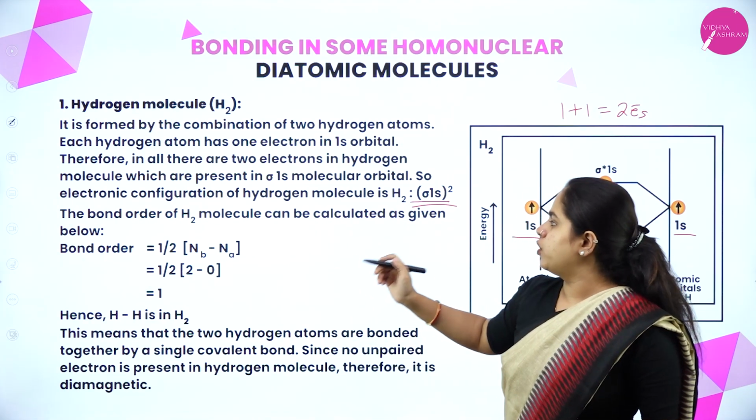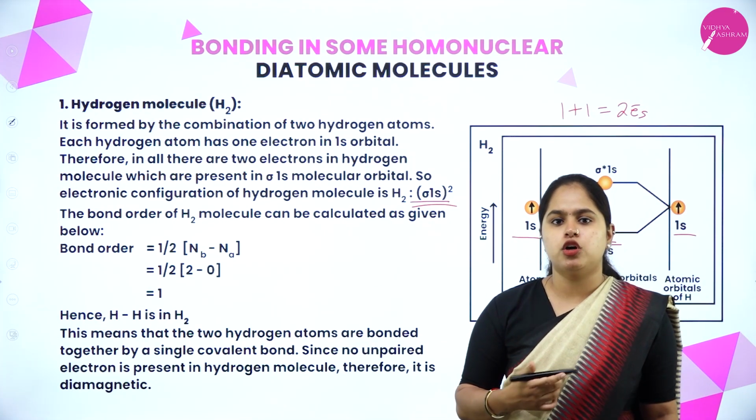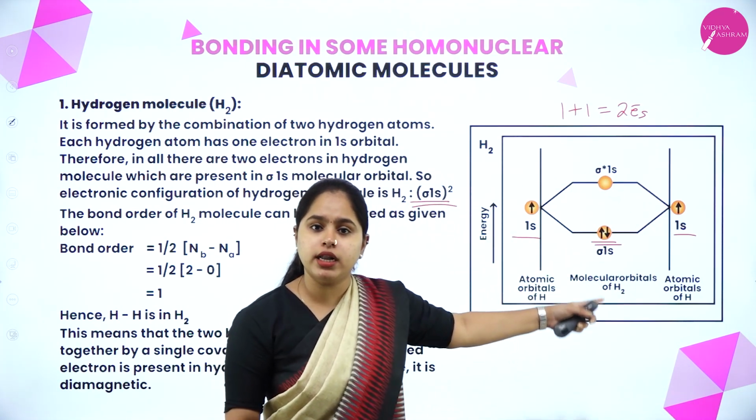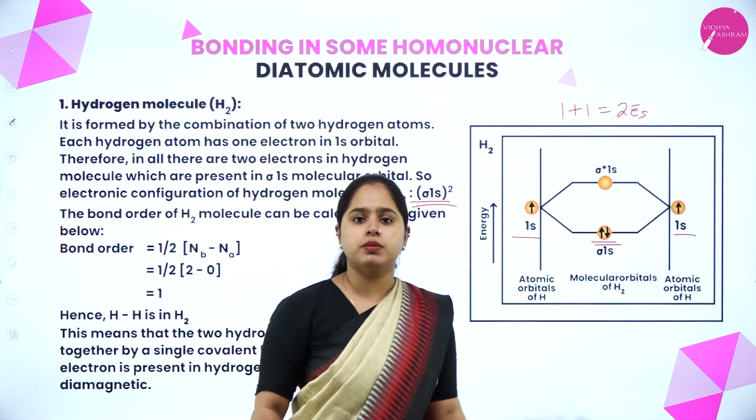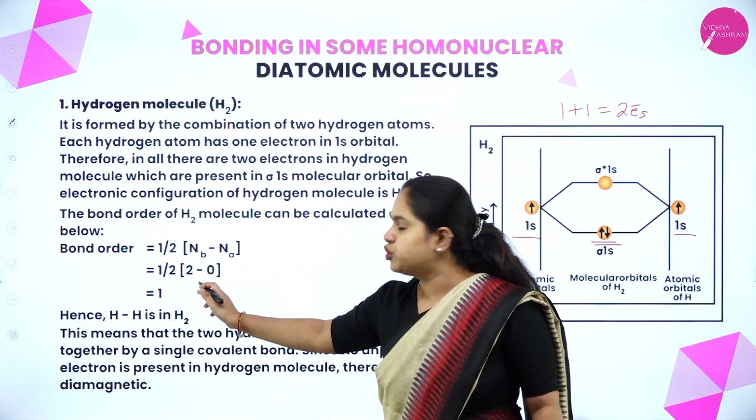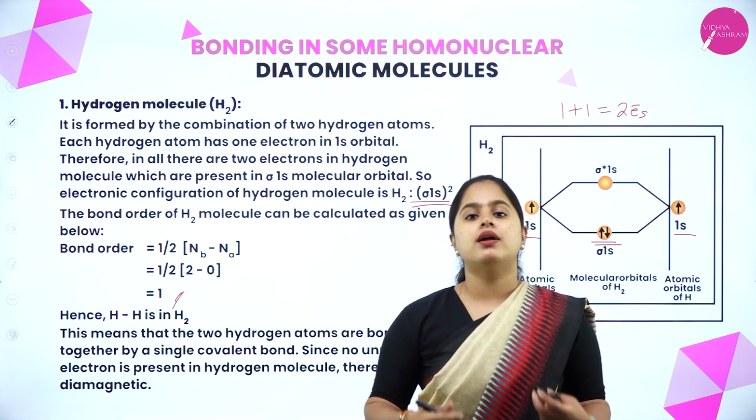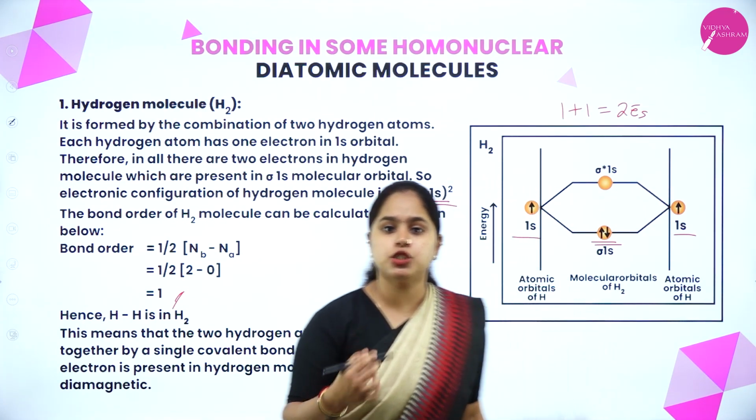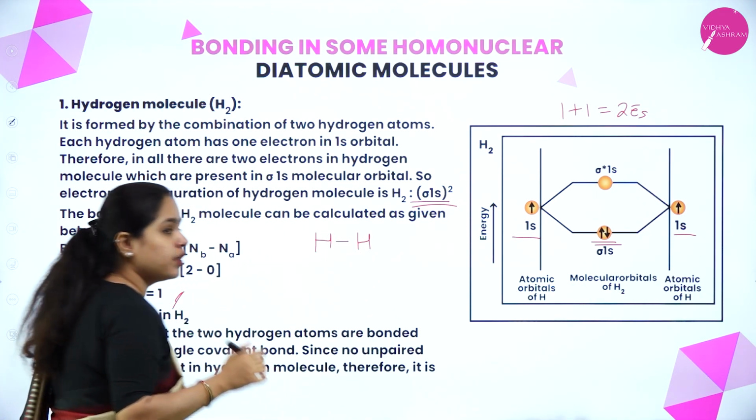Now, the bond order for the H2 molecule can be calculated as given. We know the equation for finding the bond order: it is half of Nb minus Na. In this case, the number of bonding molecular orbital electrons is 2. In the anti-bonding molecular orbital, are there any electrons? No, it is 0. So it becomes half of 2 minus 0, that is 2 by 2, which is equal to 1. If the bond order is equal to 1, that means a single bond is present. So in the hydrogen molecule, the hydrogen atoms are bonded by a single bond.